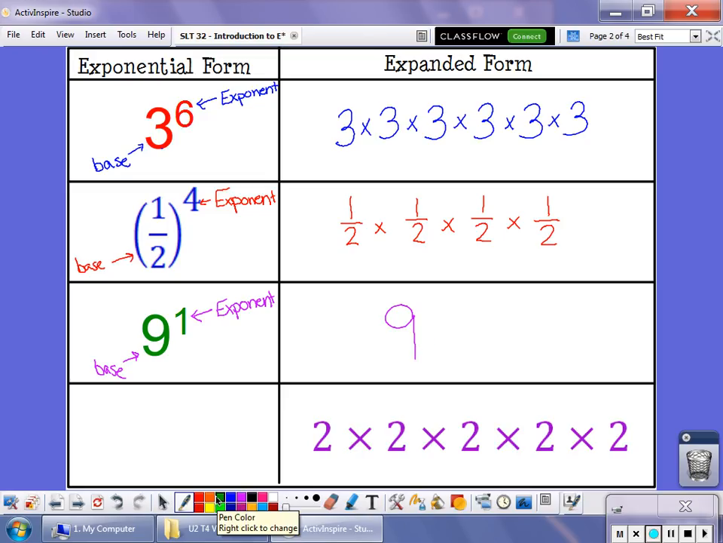Okay, sometimes you might be given a number in expanded form and have to write it in exponential form. So remember, your base is the number you multiply over and over again. So in this case, we're multiplying 2 over and over and over. So my base is going to be 2. Now my exponent tells me how many times I multiply that base. So I've got 1, 2, 3, 4, 5 times. So it's going to be 2 with an exponent of 5. Or 2, we could also say, to the 5th power.